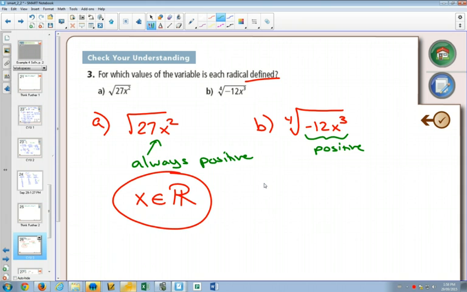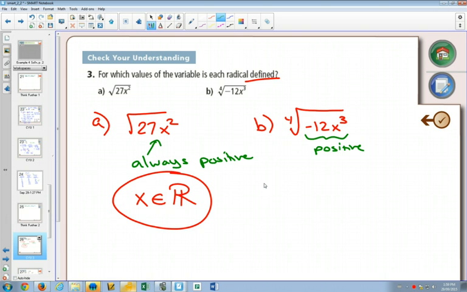For example, if you put in the number 1 for x, will this be positive or negative inside? 1 cubed is 1, times negative 12 is negative. That would be bad, because I won't be able to take the root. But if I put in a negative 1, a negative number cubed is going to be negative, because a negative times a negative times a negative is still negative. And then timesing it by negative 12 will make it positive.